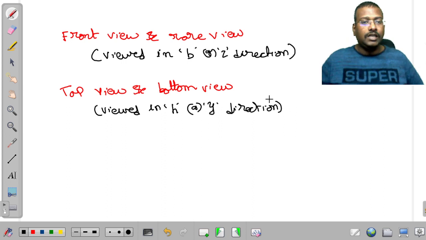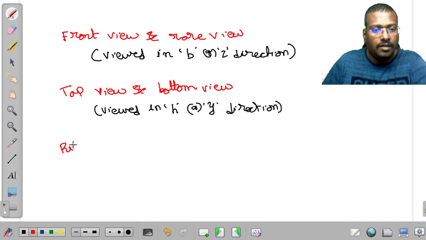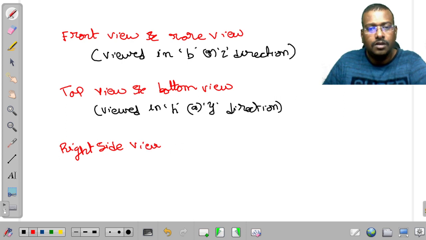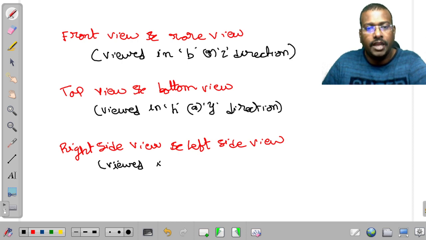So what are the other two views we observed? One is right side view and the other is left side view. These two are obtained by viewing in which direction? L direction. These are viewed in length direction, which is also considered as x direction.